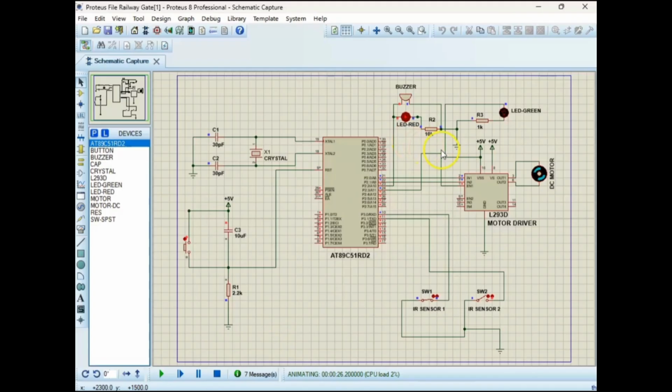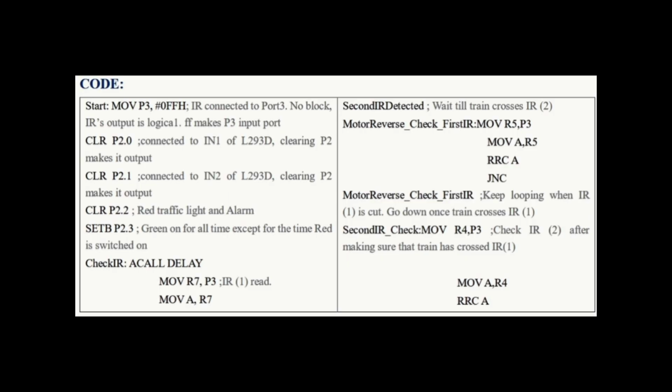The DC motor turns in a clockwise direction, and as the train passes completely through IR sensor 1, IR sensor 2 is triggered and the red LED goes off, the DC motor turns in an anti-clockwise direction and the green LED comes on back. And this is the assembly code.